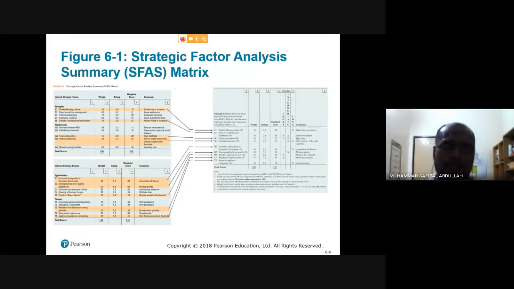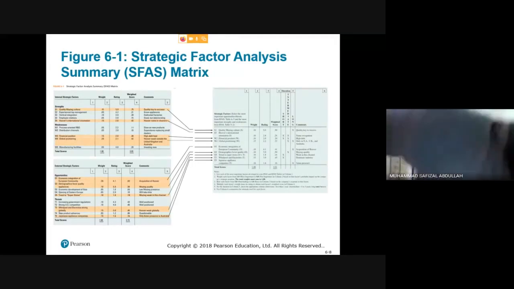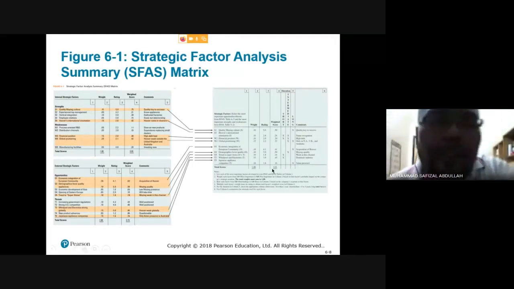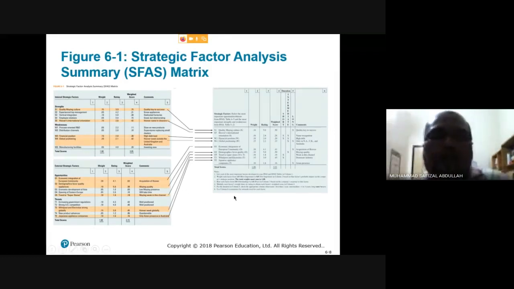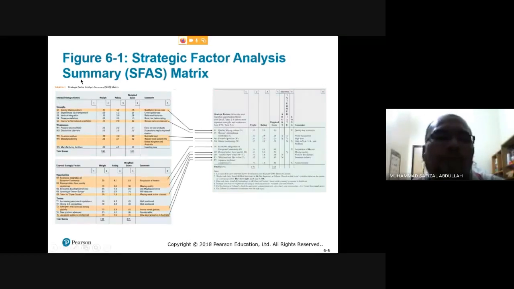Alright? So how do we make the SFAS? How to do the SFAS matrix? Okay, class. Look very, very carefully. I know this is quite small, but this is as big as I can show you. All right. Okay, class. Let's see the left side first. Okay. Here, what matrix is this?